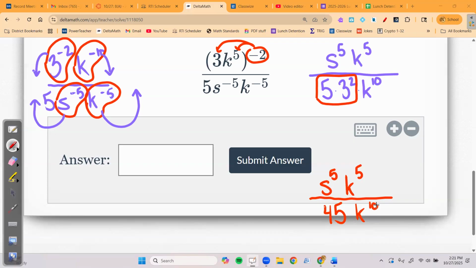And step 4 is where you do the downward mash, where you start putting things together that can go together. Does the S on the top have any S's on the bottom to mash with? No, then it's part of my answer. But the K's do. And how do we combine these two K's? Subtract the exponents. So I'm going to take the exponent on top, which is 5, minus the exponent on the bottom, which is 10. And what is 5 minus 10?